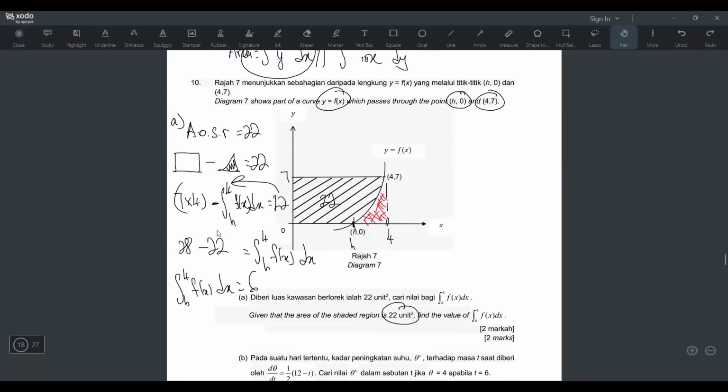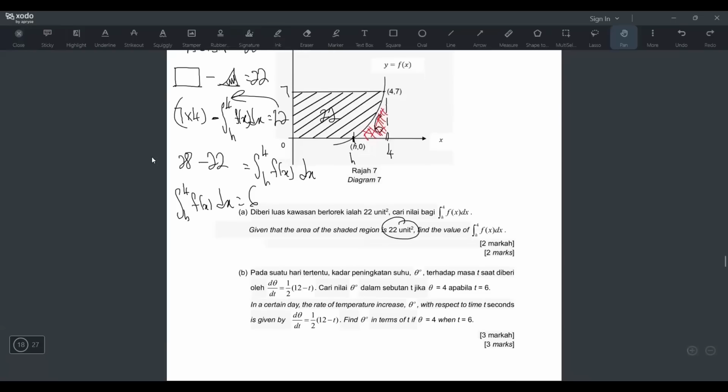Done? Oh, one more thing. When you integrate using the x-axis, you have to check whether your shaded region is above the x-axis or below. If above, then your integration answer will come out positive. But if it's below the x-axis, your integration comes out negative. So this one is positive because the red color region is above the x-axis. But if it's below, you have to put negative here, right? Okay. All right. Let's do B now.